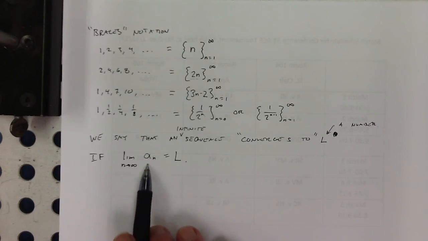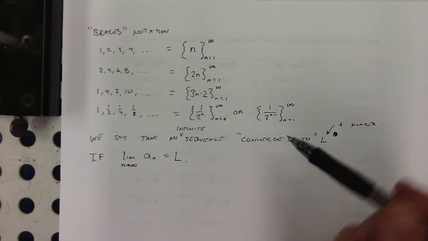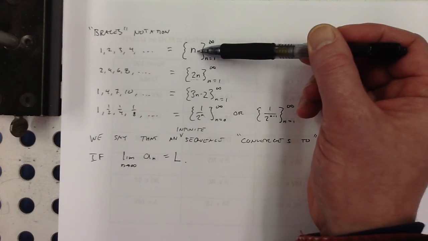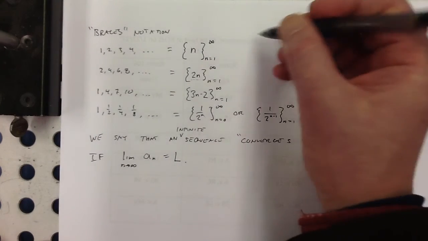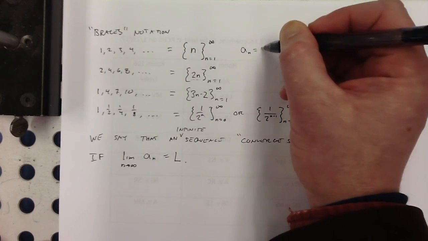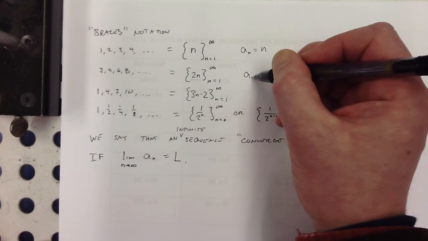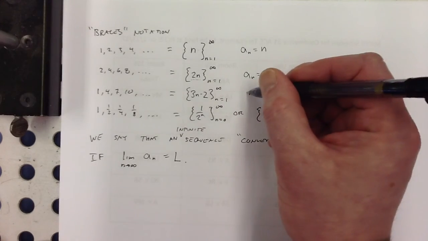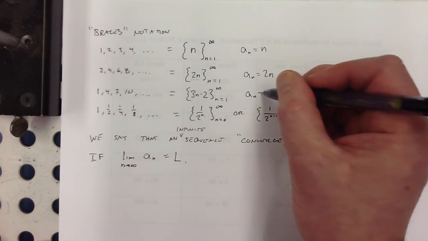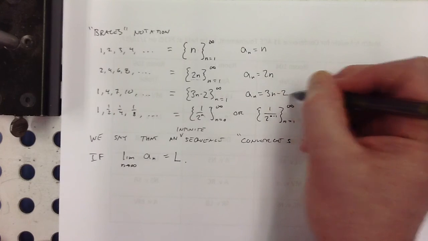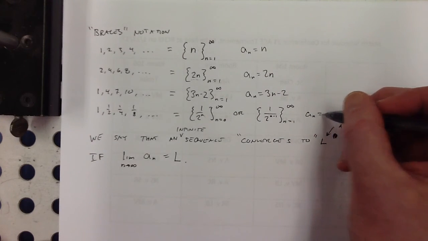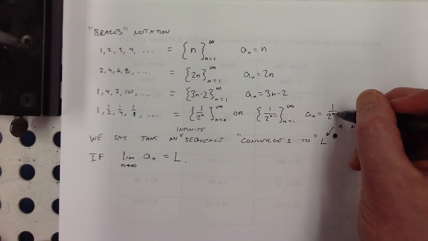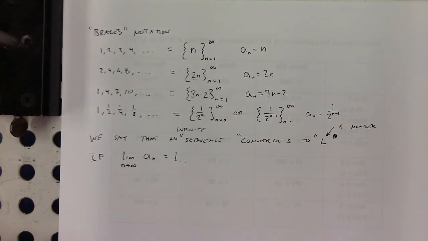What is this a sub n? Well, that's just the expression for the terms. So here, a sub n would be equal to n. Let me say the nth term is equal to n here. A sub n would be equal to 2n, right? The nth term is just 2n. It's whatever your general term is. A sub n here is 3n minus 2. A sub n here is 1 over 2 to the n, or 2 to the n minus 1, depending on which way you define that. So we know how to do this.